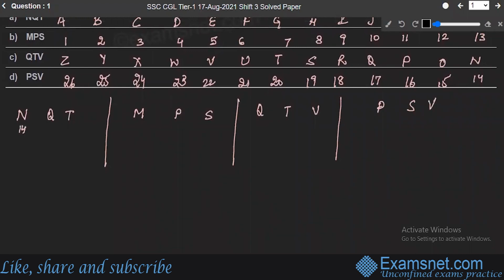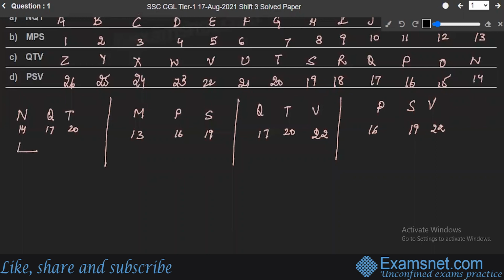N is at number 14, Q is at 17, and T is at 20. M is at 13, P is at 16, and S is at 19. Right. Q is at 17, T is at 20, and V is at 22. Then P is at 16, S is at 19, and V is at 22.